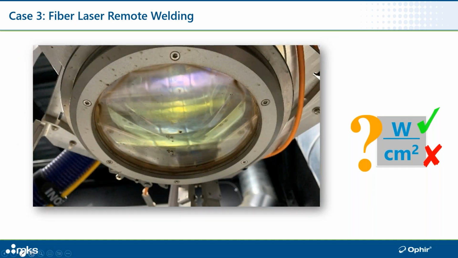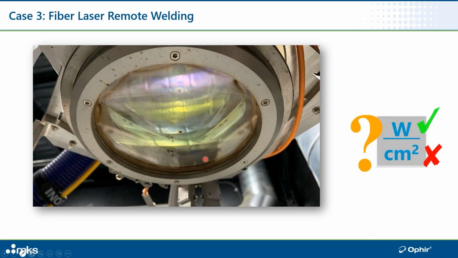Here is a picture of a remote weld head. This was not the same one, but it's a picture that I got of one on site somewhere. You can see that there is some contamination on this cover glass. That's usually where these thermal effects come from. This one is really very visible.